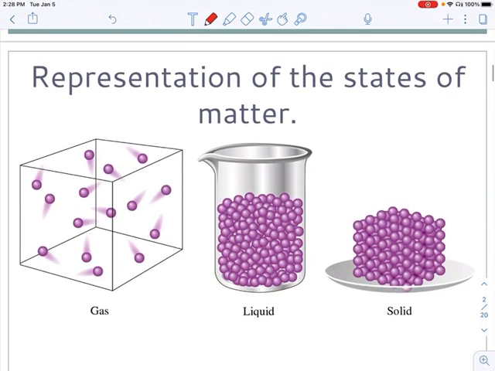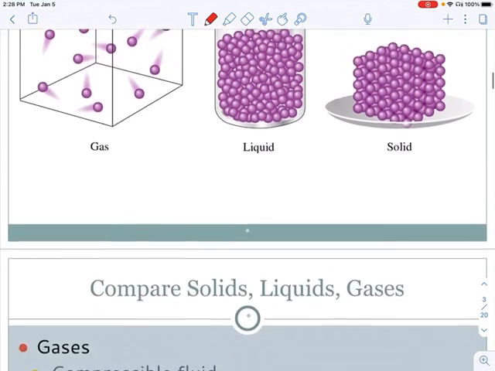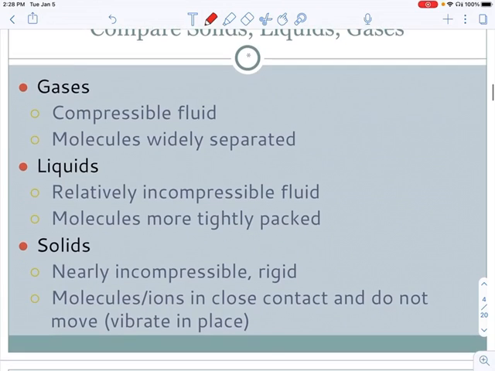And these intermolecular forces help to explain why certain substances are solids at room temperature, why others are liquids at room temperature, and why others are gases at room temperature. So we should recall that gases are compressible, and the word fluid is referring to the fact that the molecules are moving and the substance can change its shape. So gases are compressible fluids, and the molecules have space between them.